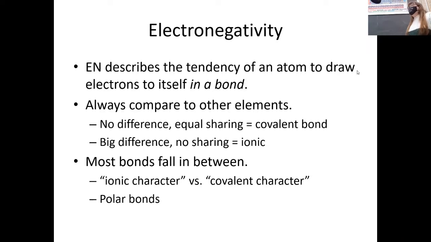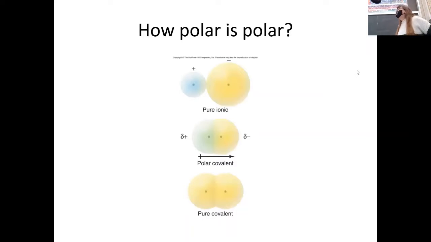And then just remember that most bonds are going to fall somewhere between purely covalent and purely ionic. They're going to have some ionic character, some ability to separate into ions, and some covalent, some sharing of electrons. For our purposes, we'll kind of treat them as if they're either covalent or ionic, but there will be points later on in the semester where it becomes important that sometimes both descriptions of the bond are appropriate. Okay, so getting back to this, how polar is polar?